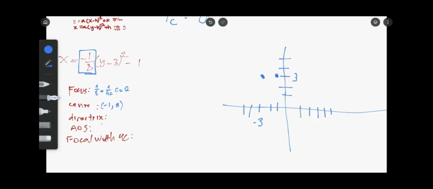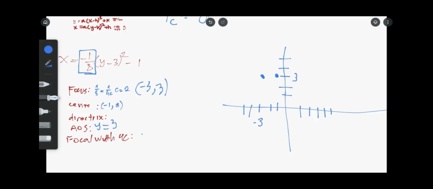So the focus is going to be at -3, 3, and the axis of symmetry. The axis of symmetry is the line that cuts the parabola in half, and it always passes through the vertex and the focus. The directrix is another thing, so that was my mistake. So this will be y equals 3.